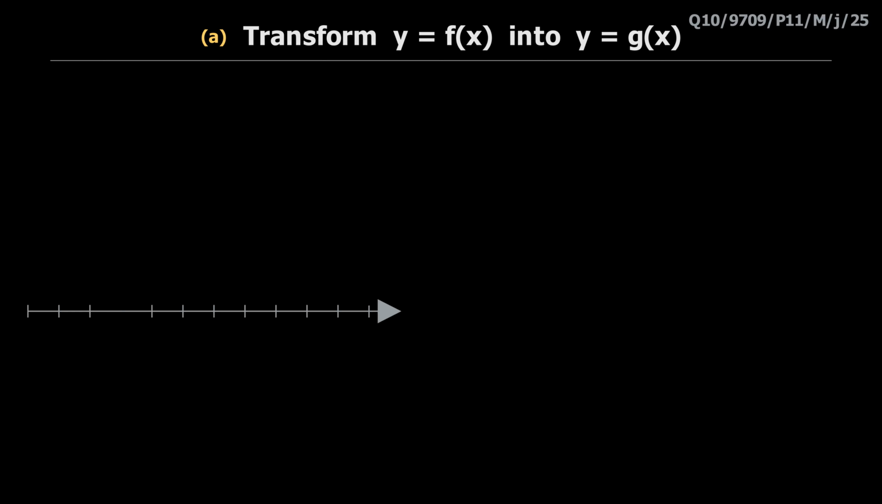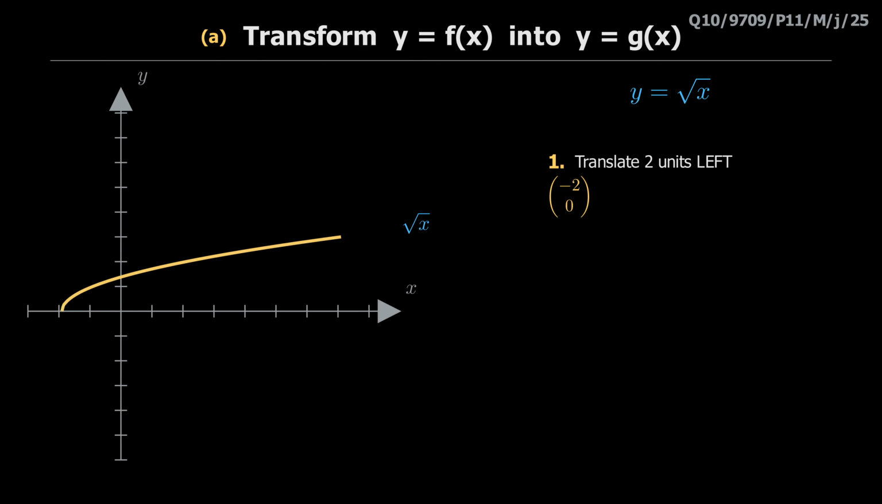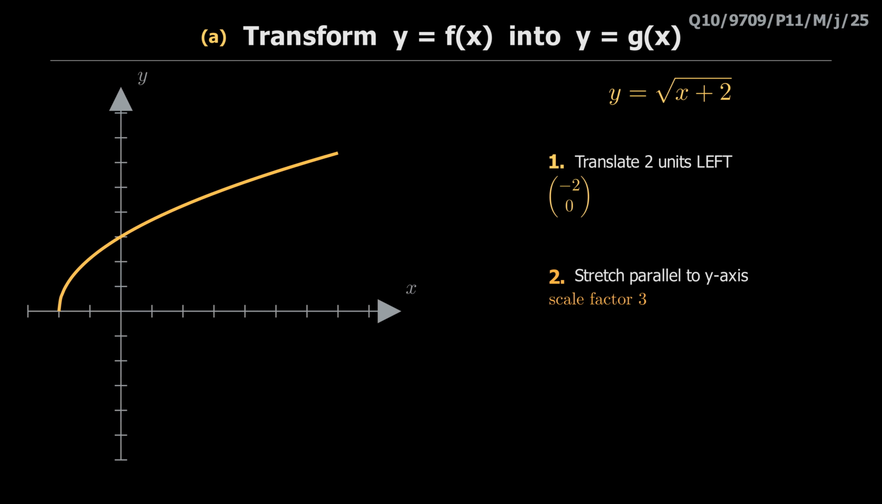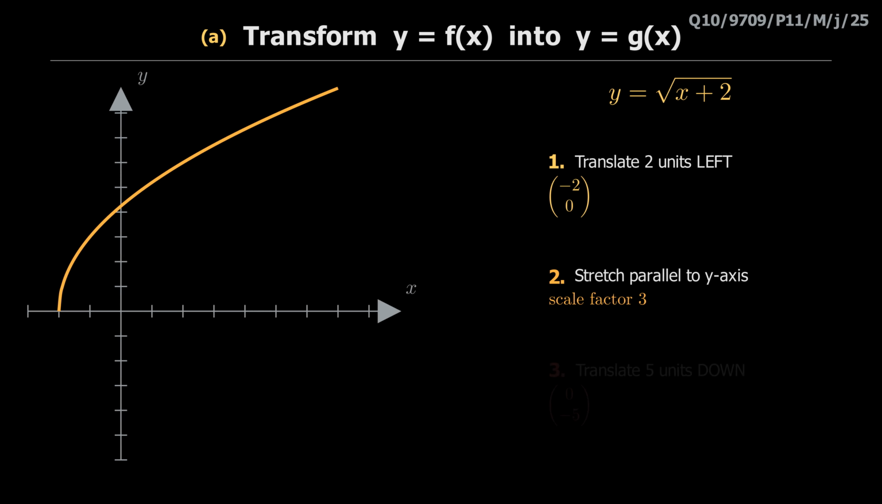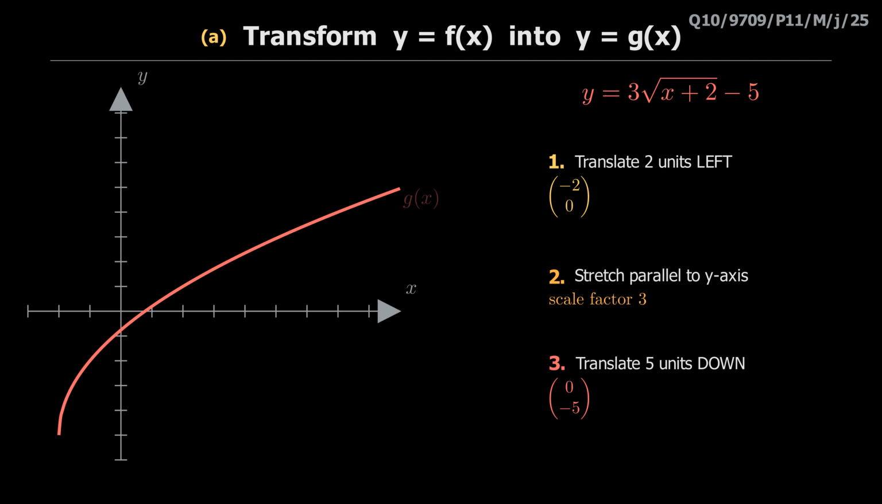Part A. Describe a full sequence of transformations from y equals f of x to y equals g of x. Start with y equals root x. Step 1. Translate 2 units left. Root x becomes root (x plus 2). Step 2. Stretch parallel to the y-axis with scale factor 3. Step 3. Translate 5 units down to obtain g of x. The order matters. The stretch must come before the vertical shift.